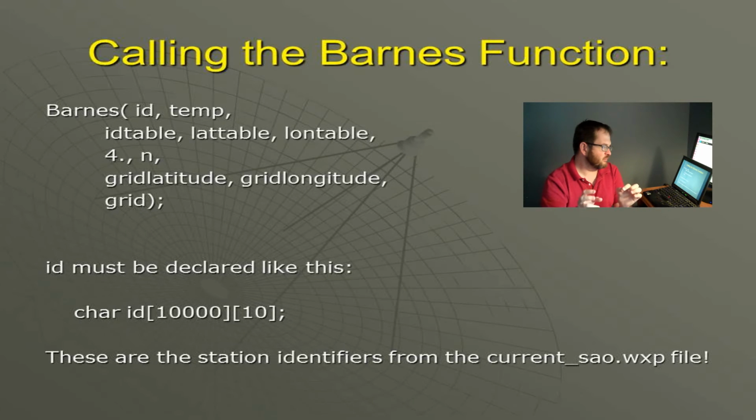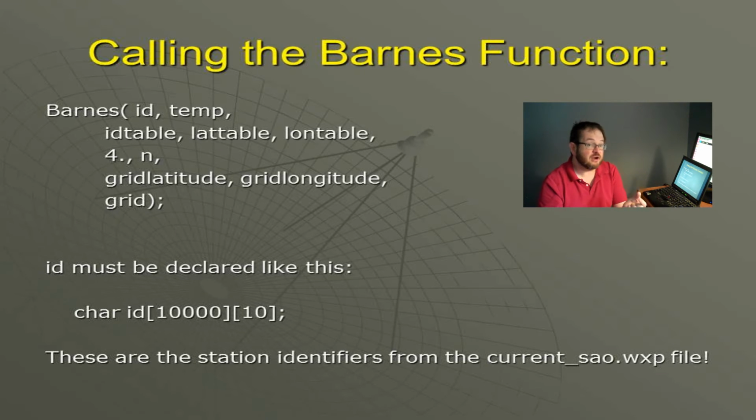Okay? Make yourself an array. It needs to be declared to have 10,000 rows and 10 columns, where it's a set of strings up to 10 characters long, and there's up to 10,000 of them. I don't think there are anywhere near 10,000 observations in the current_SAOWXP file you've been working with, but I've got CDs here with other SAOWXP files. We could work with some fresh new data. 10,000 is a good upper limit. You won't ever overrun that. There's never more than 10,000 observations in an hour, so that's no problem.